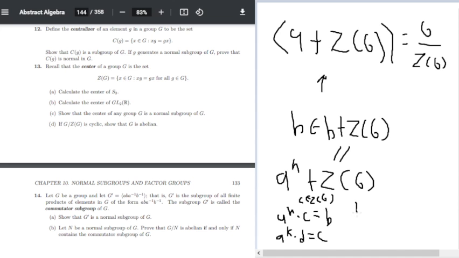So we're going to have that BC is equal to A^N C, A^K D, which is going to be equal to, because C and D are in the centralizer, we can swap them around. We can swap around first A^N, A^K, C, D, which is equal to A^N.